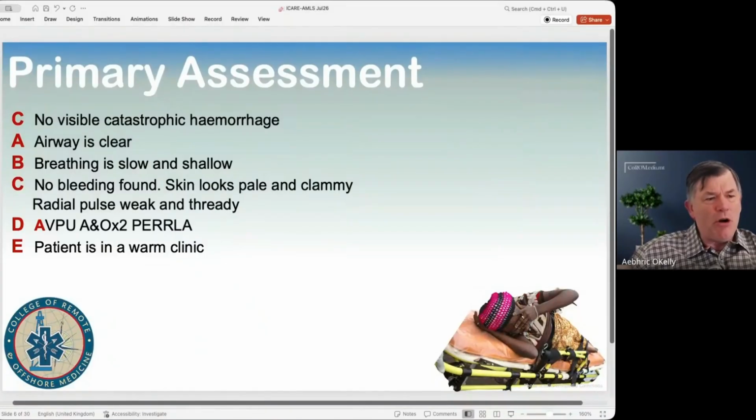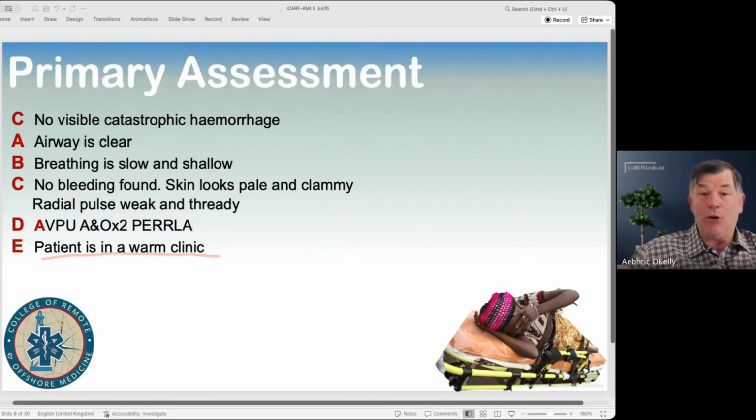So we'll continue on our CABC. We can get a disability check. She is A in the AVPU. She's alert and oriented ×2. Pupils are equal, round, reactive to light, and accommodating. And environment, she is in a warm clinic. So this is not an environmental problem.